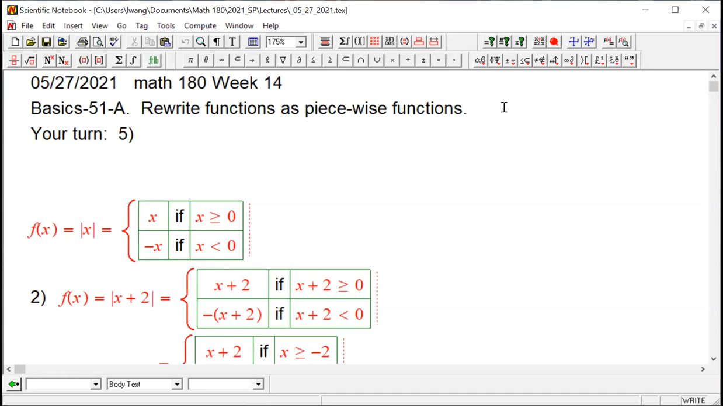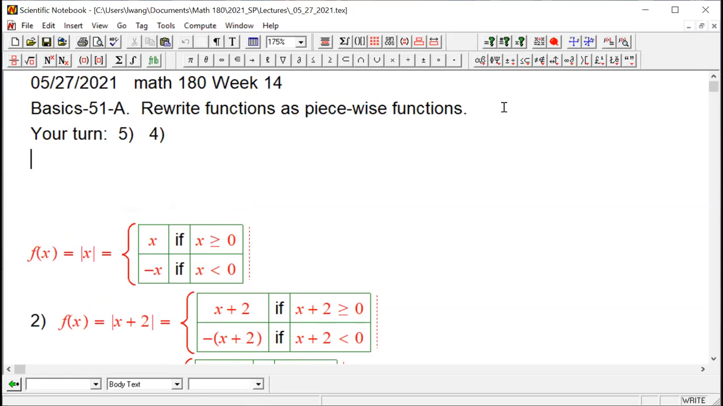Number 5, number 4. Try it. Okay, if you wish to submit, go for it. I'm going to give you a couple minutes. I'm not going to make you feel I'm watching you. Okay, just do it.